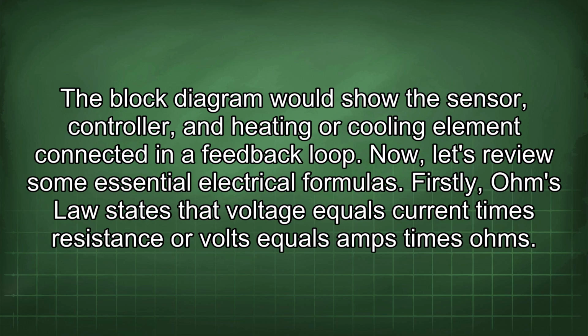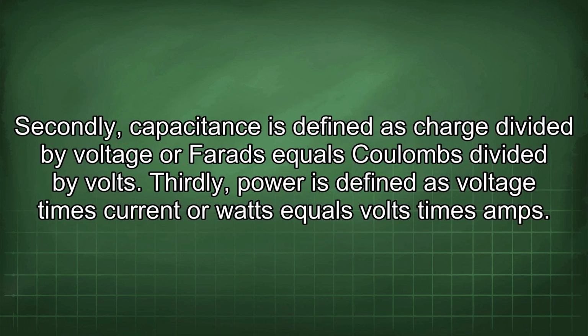Now let's review some essential electrical formulas. Firstly, Ohm's law states that voltage equals current times resistance, so volts equals amps times ohms. Secondly, capacitance is defined as charge divided by voltage, or farads equals coulombs divided by volts. Thirdly, power is defined as voltage times current, or watts equals volts times amps.